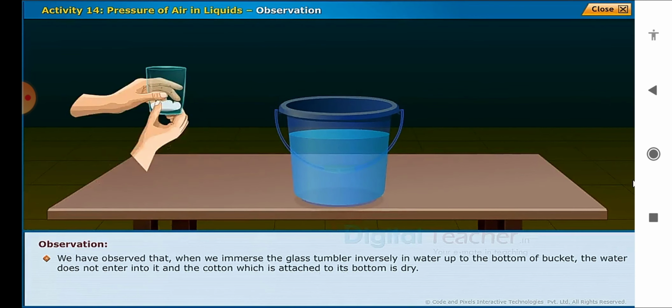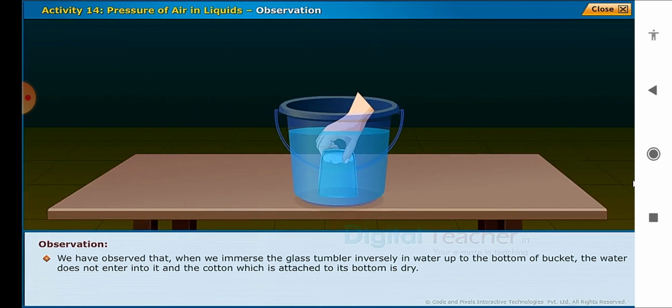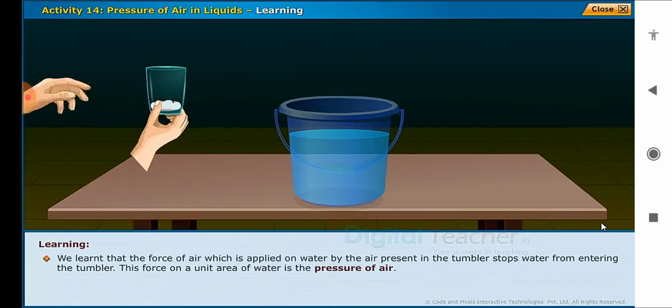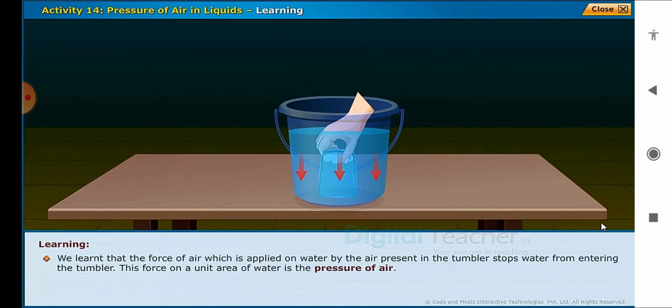We have observed that when we immerse the glass tumbler inversely in water up to the bottom of the bucket, the water does not enter into it and the cotton which is attached to its bottom is dry. We learned that the force of air which is applied on water by the air present in the tumbler stops water from entering the tumbler. This force on a unit area of water is the pressure of air.